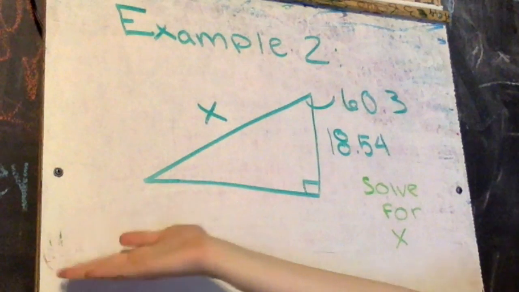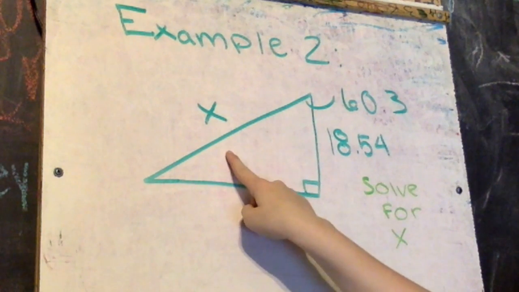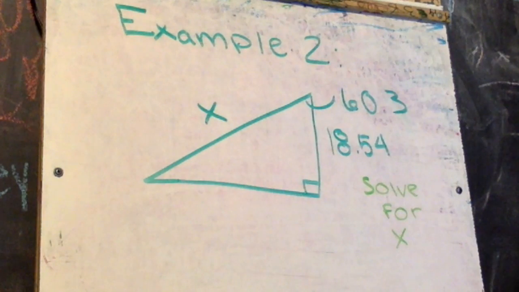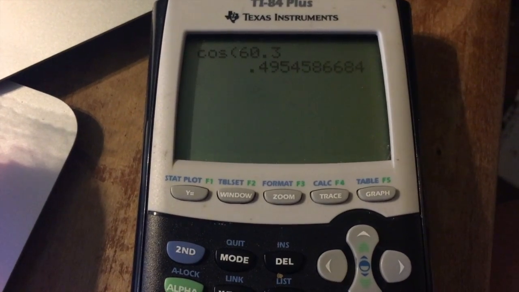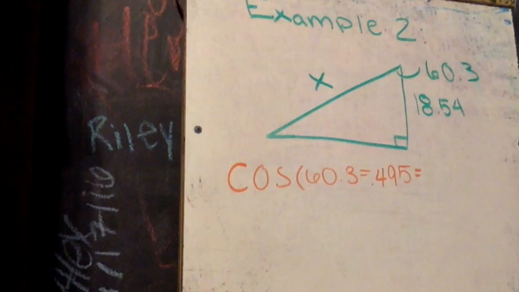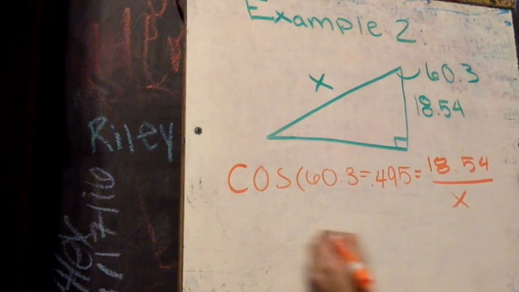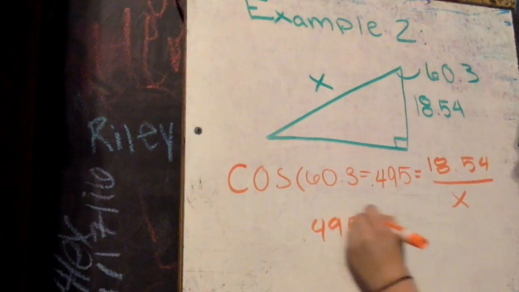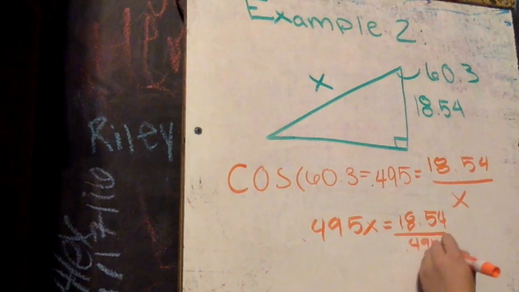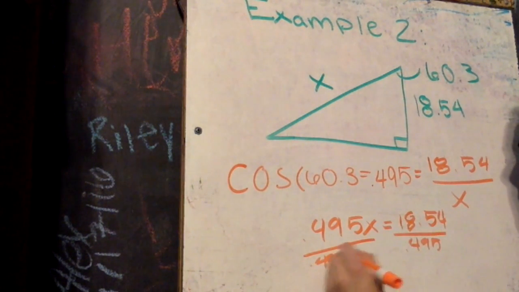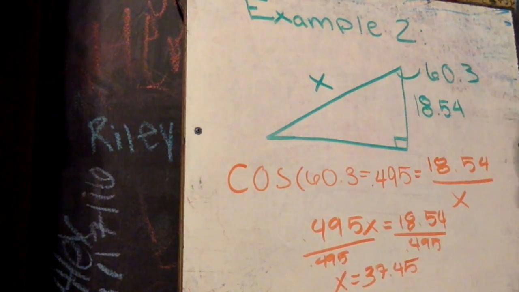In example 2, we know that we have to use cosine because we are given a side that is adjacent to an angle, and we are told to solve for the hypotenuse, which is x. Now we can find cosine of 60.3, and that is equal to 0.495. Now that we know that, we can set up the proportion 18.54 over x equals 0.495. And after cross multiplying, we find that 0.495x equals 18.4. So then x would be equal to 37.45.